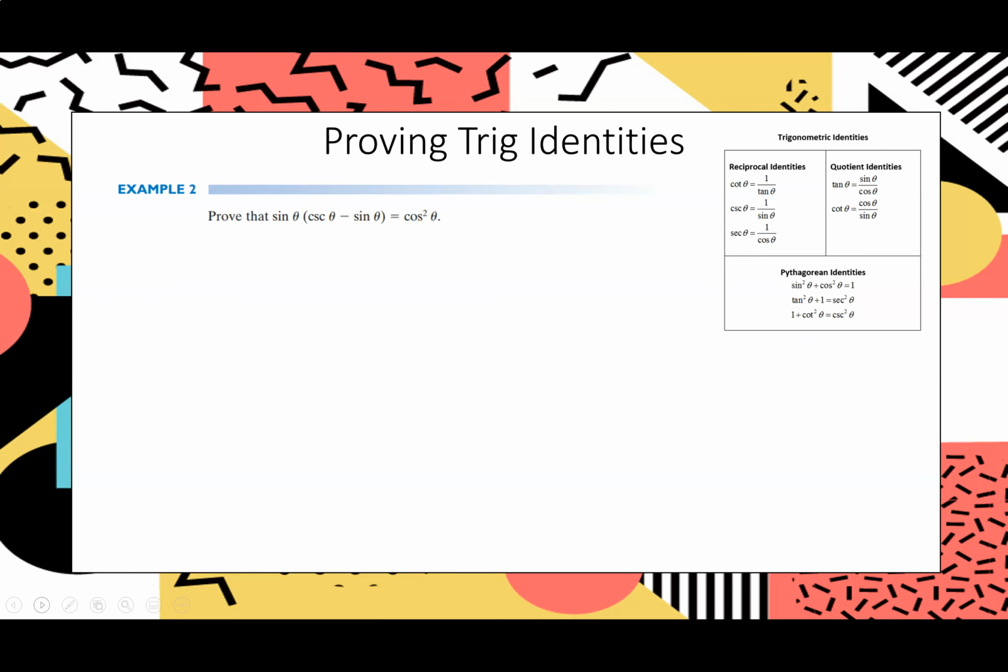Okay, here we go. Which one's the more complicated side? Definitely the left side. So I'm going to try to manipulate the left side to get it to look like the right side. To do that, I think you probably would make the same guess as me, we're going to just multiply right through. So I'm going to get sine theta cosecant theta, just smushing those together, minus sine theta sine theta equals cosine squared theta. Please notice that I'm not changing this the entire time. I'm just choosing the left one to work with.